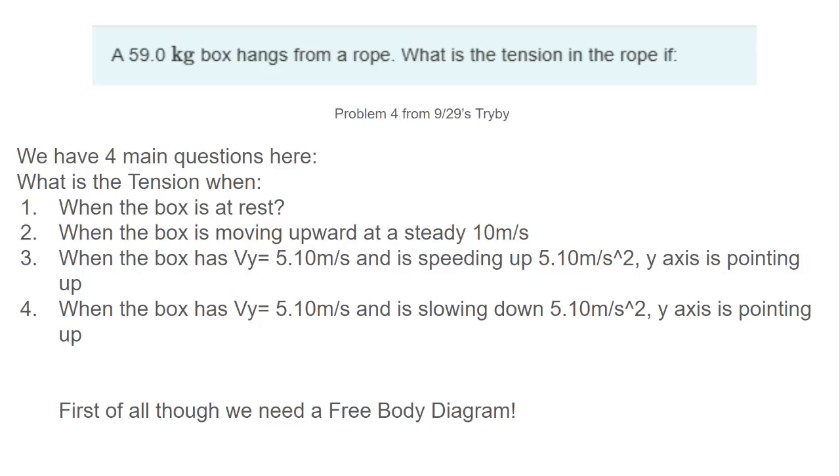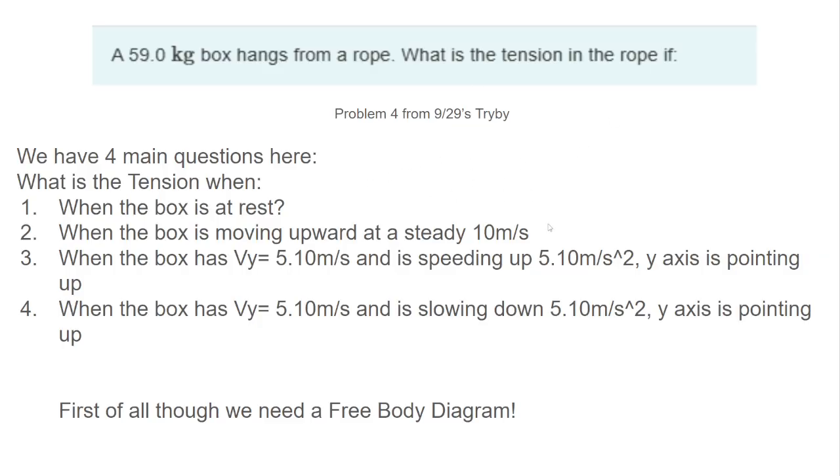So pretty much we have four main parts. First is when the box is at rest. Second, when the box is moving upward at a steady 10 meters per second. Third, when the box has a velocity of 5.1 meters per second and is speeding up 5.1 meters per second squared, and our y-axis is pointing up. Then we have the same exact thing, but this time it's slowing down 5.1 meters per second squared.